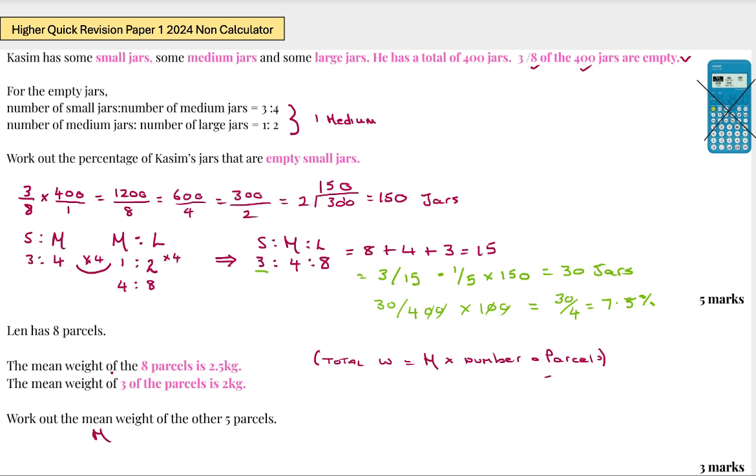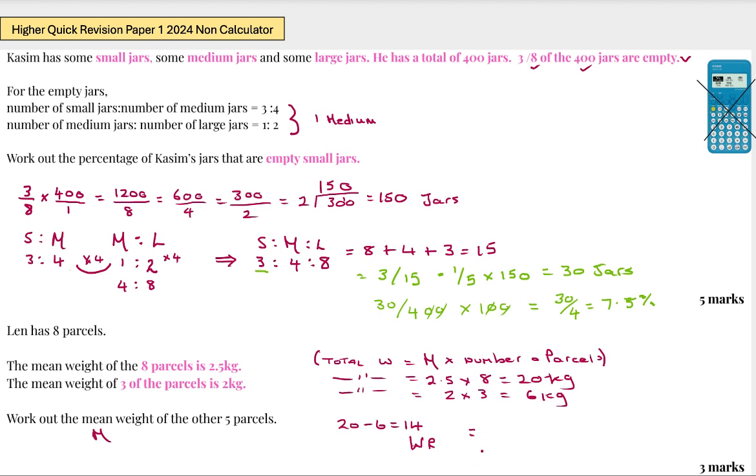The total weight equals the mean, which we know is 2.5 kilograms. And we're going to times that by the number of parcels, which gives us 20 kilograms. Same again. This time the mean is 2 kilograms times 3. Now we need to work out what's remaining. What weight have we got remaining? So it's going to be 20 subtract 6 equals 14. So that's what weight we have remaining.